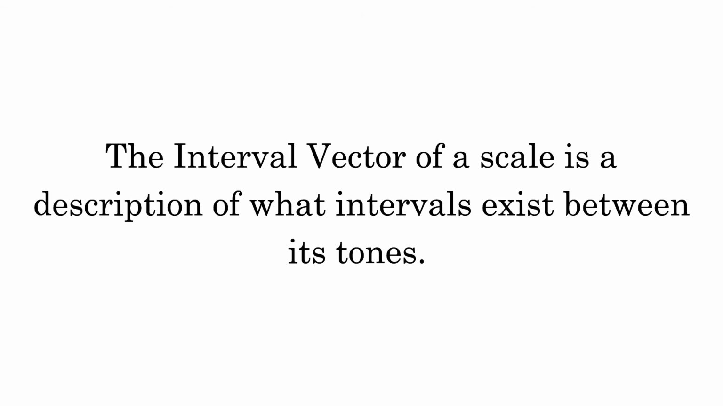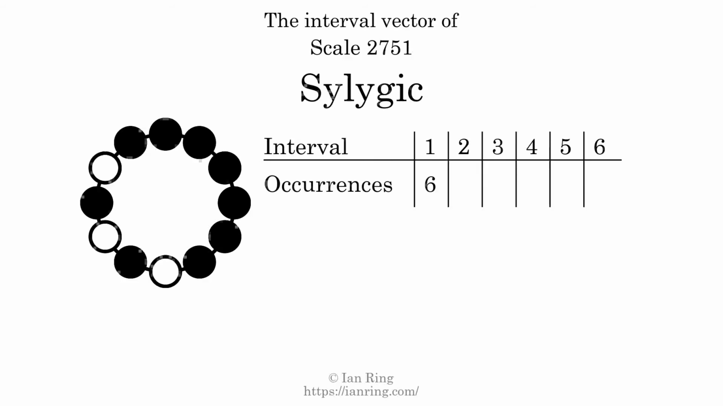The interval vector of a scale is a description of what intervals exist between its tones. There are 6 intervals with the size of 1 semitone. They are here, here, here, here, here, and here. There are 8 intervals with the size of 2 semitones. They are here, here, here, here, here, here, here, and here. There are 6 intervals with the size of 3 semitones. They are here, here, here, here, here, and here.